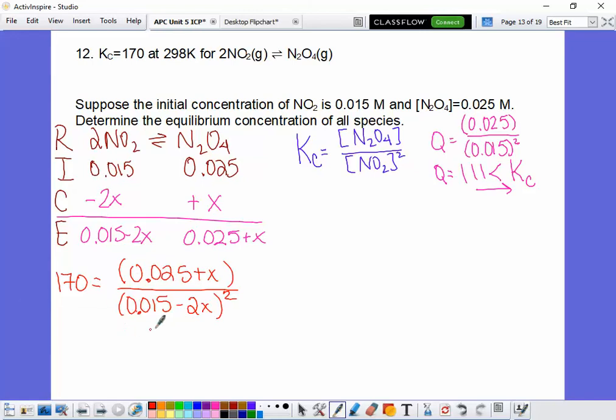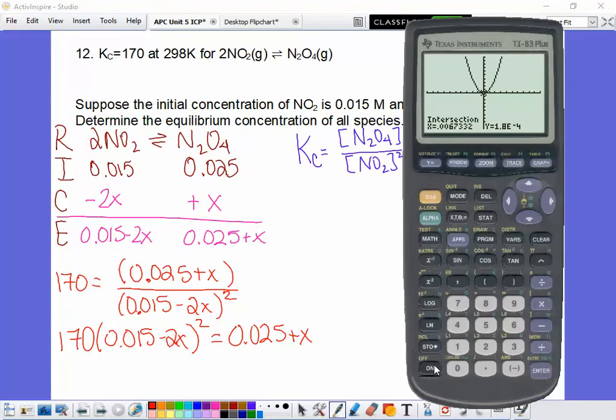Let's pull the denominator over. So we get 170 times 0.015 minus 2x, and that's all squared, equals 0.025 plus x. And now I'm going to graph that. Clear out those equations. So now I'm going to graph both sides and find where the 2 lines intersect. Okay? So I'm going to get 170 times 0.015 minus 2x quantity squared.